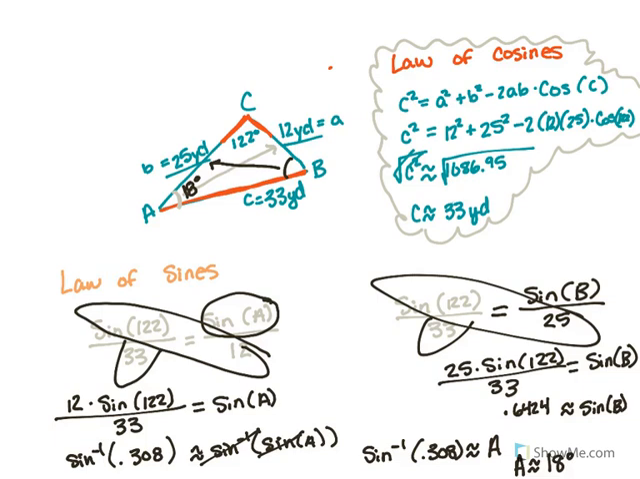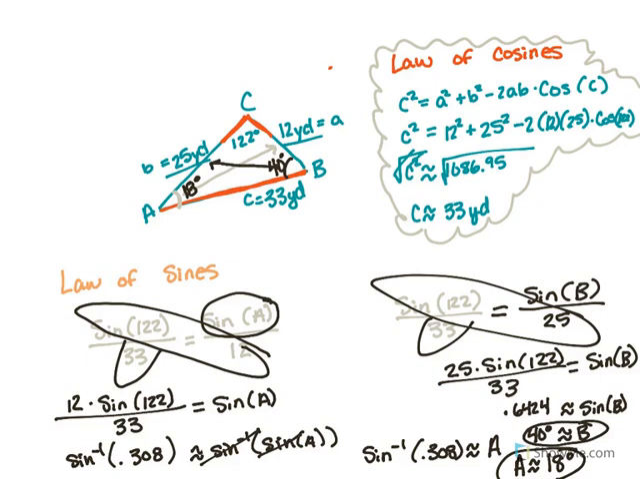And you should get that it's 39.97, so we're going to say that B is approximately 40 degrees. Those are our two answers. So I'm going to label this as 40 degrees. So that's how you can solve for all of the sides and all of the angles.